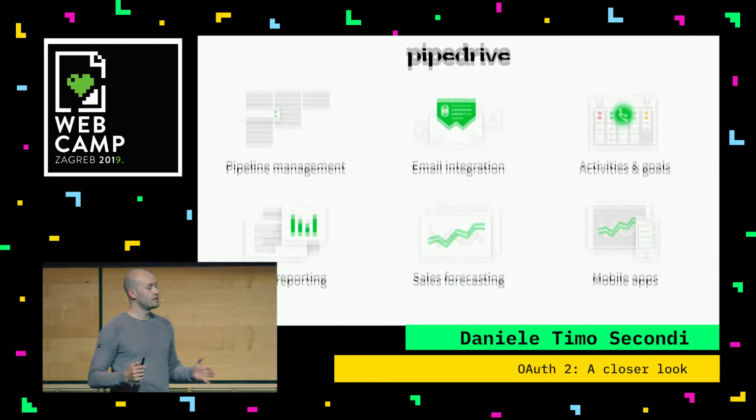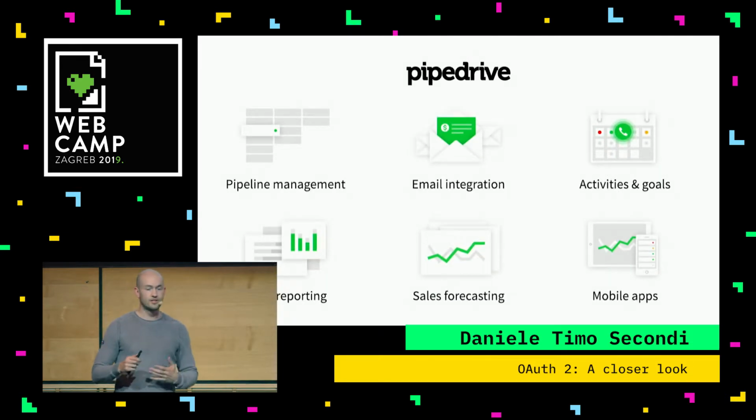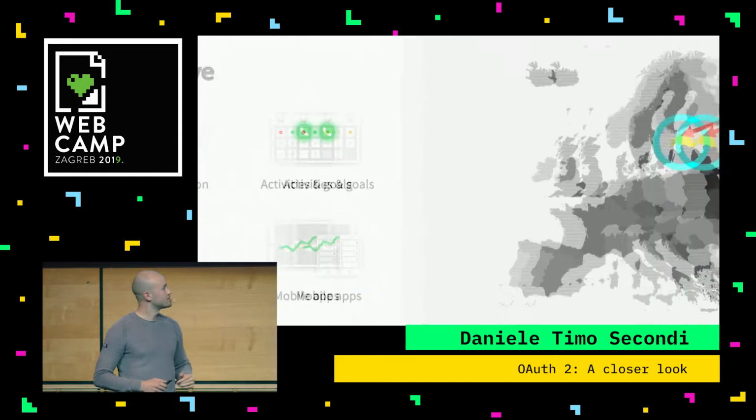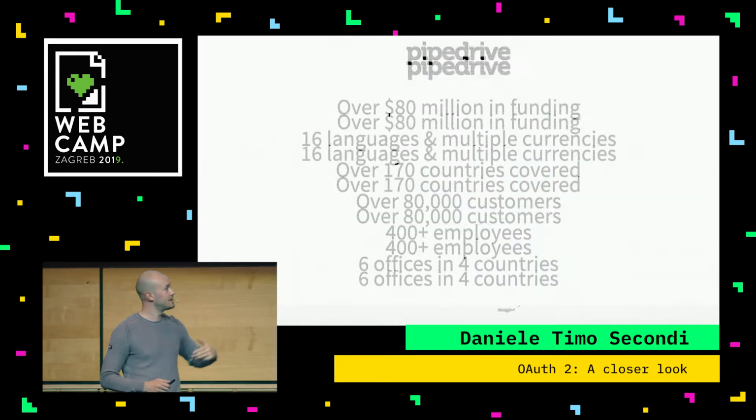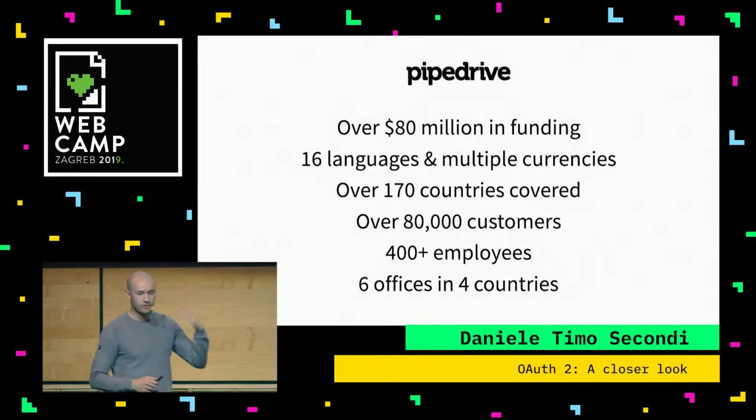So just to give you a little bit of context, Pipedrive is a CRM for salespeople. We have a lot of cool features. We focus a lot on activities. But I'm not here to talk about the products. Just to give you some numbers, it's an Estonian company. It was founded in 2010. We are growing very rapidly. These are some numbers. They're always not up to date.